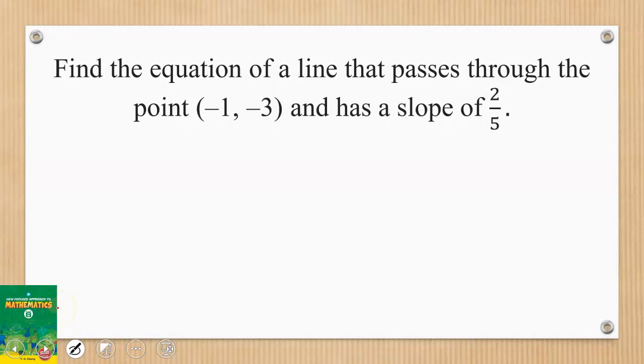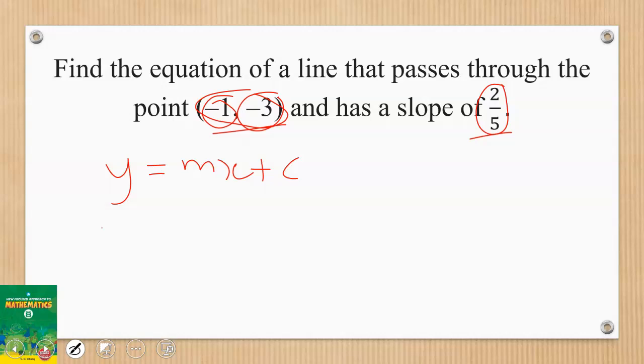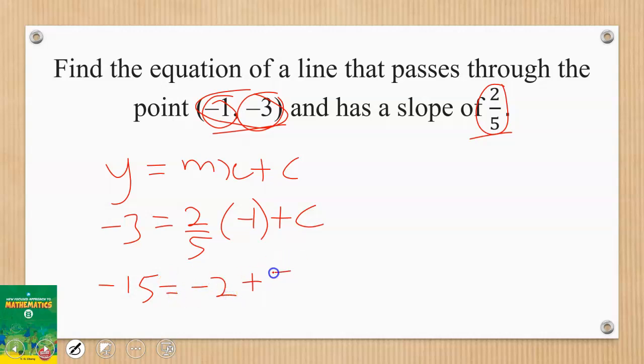Find the equation of a line that passes through the point shown and has the given slope. Okay, so again, y equals mx plus c. Now, we don't know what c is, but we know our slope to be this. This is a point that the line is passing through, so this is the x component and this is the y component. And so I can put -3 in place of y. My gradient is 2 over 5. The x component is -1. C I don't know, so I have to make c the subject. Multiplying through by the LCM, I will say -15 is equals to -2 plus 5c.